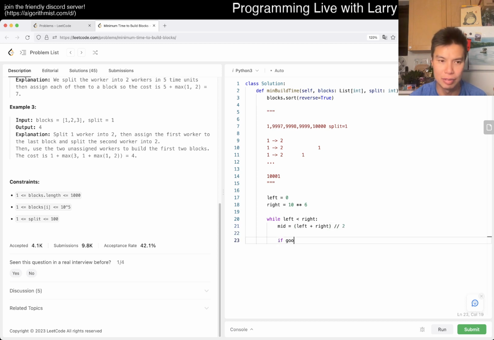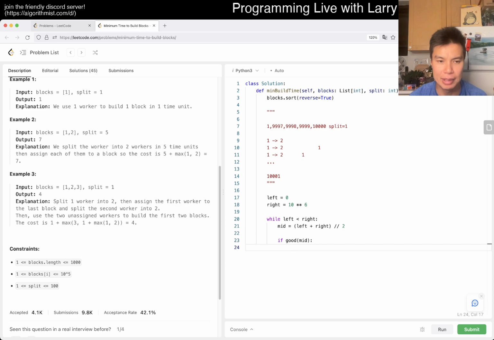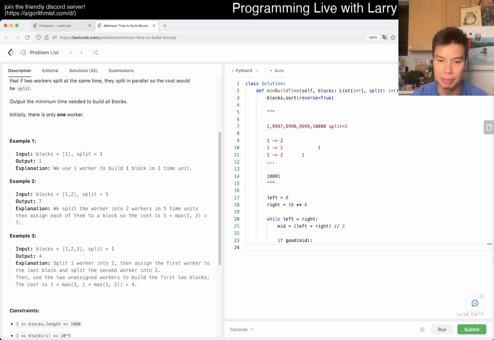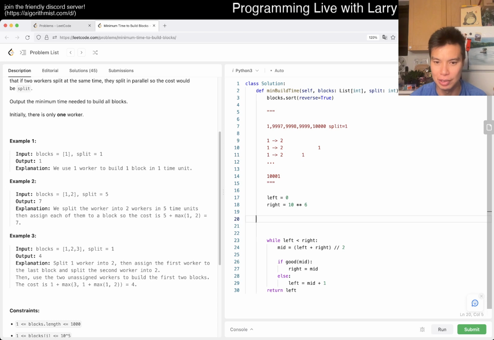So then if we can accomplish this, what does that mean? If we can accomplish this, that means that we can try a smaller number. So we say right is equal to mid, otherwise left is equal to mid plus 1. We have to try a bigger number, and then we just return left. Now we have to write the magical function of good.